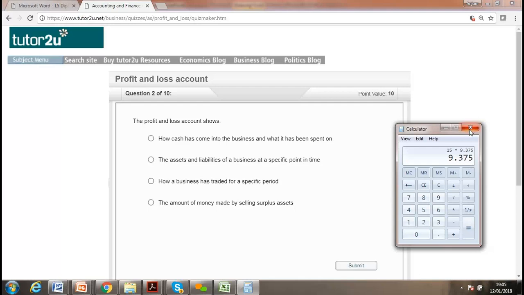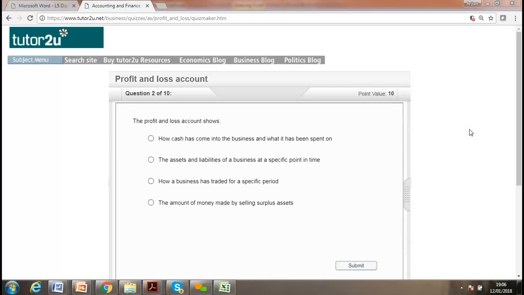Okay, let's do the next. Which option do you think the profit and loss account shows? What does the profit and loss show, like we just saw?